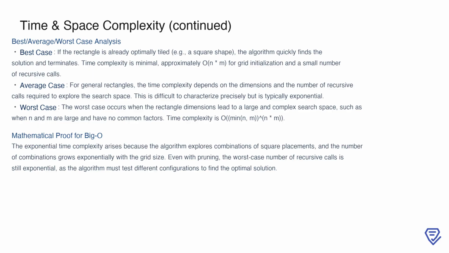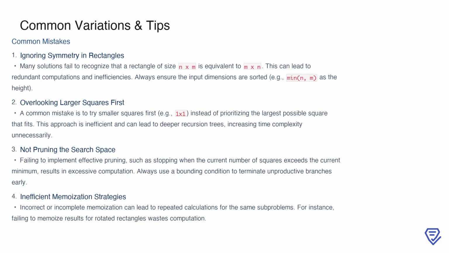Even with pruning, the sheer number of configurations makes the worst-case behavior computationally expensive. When solving this problem, there are several common mistakes to watch out for. First, many solutions overlook the symmetry in rectangles. A rectangle with dimensions n x m is equivalent to one with dimensions m x n. If this symmetry is ignored, it can result in redundant computations and inefficiencies.